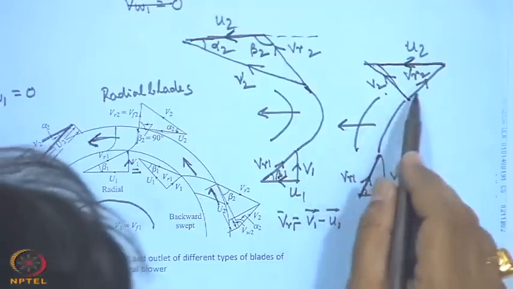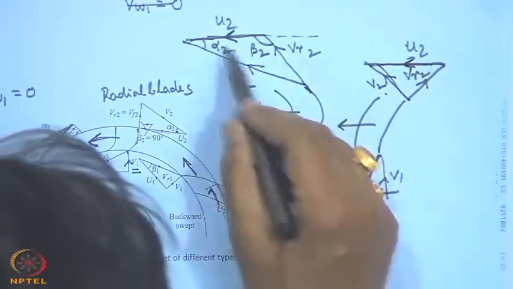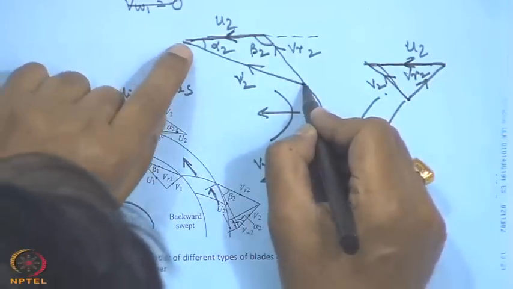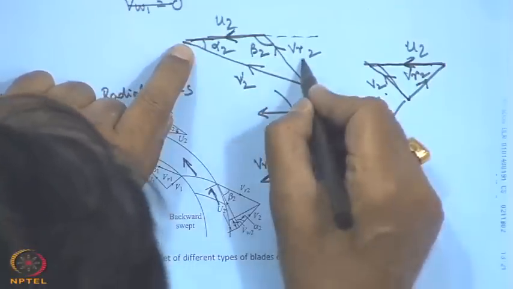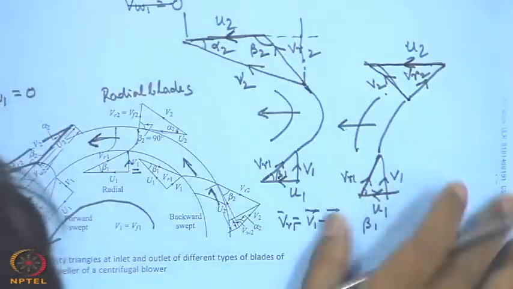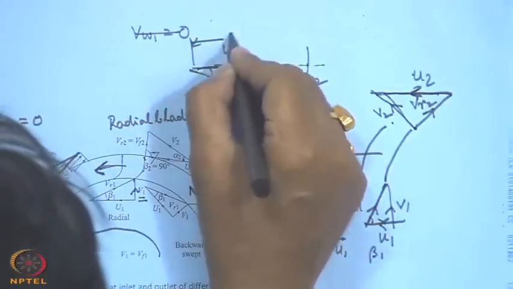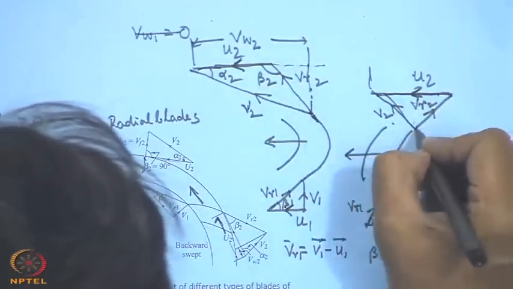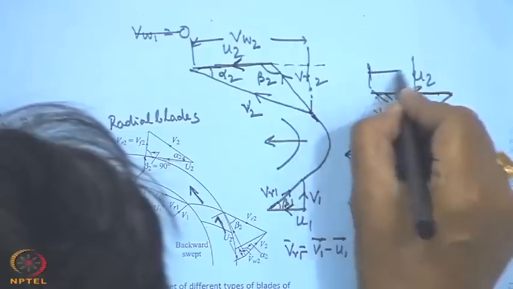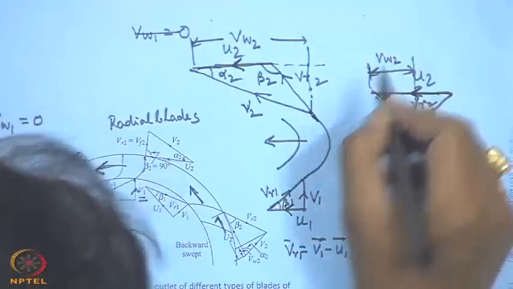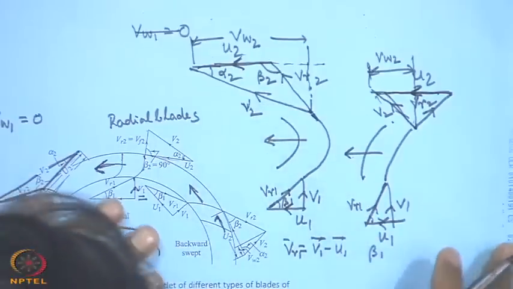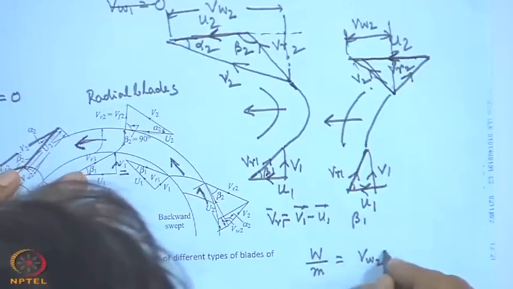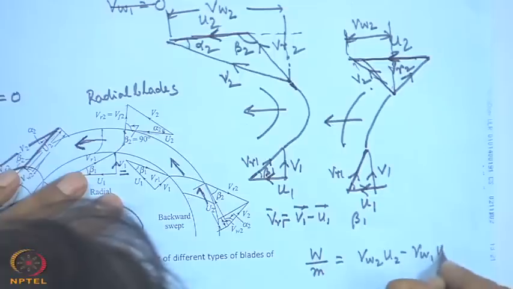So this will be, now if you draw it in scales for a given value of U2 at the outlet and for a fixed value of VF, you will see that for forward swept blade, the component that V2 is more and the component VW2 is much more compared to this. This is V2, this is VW2. So therefore, you see VW1 is 0, therefore work done per unit mass is again VW2 U2, since VW1 U1, VW1 is 0.